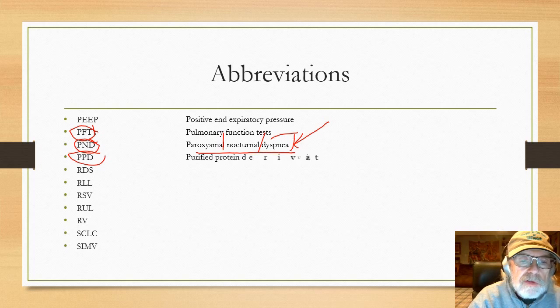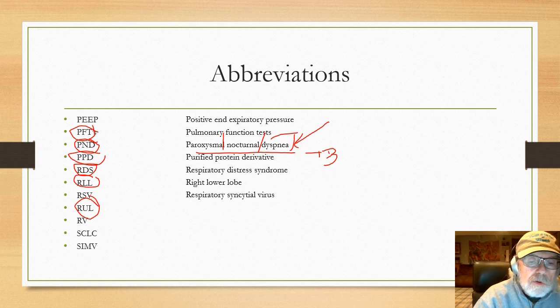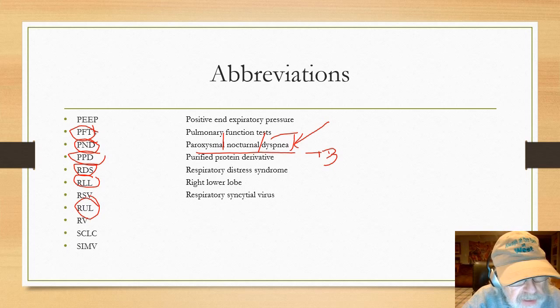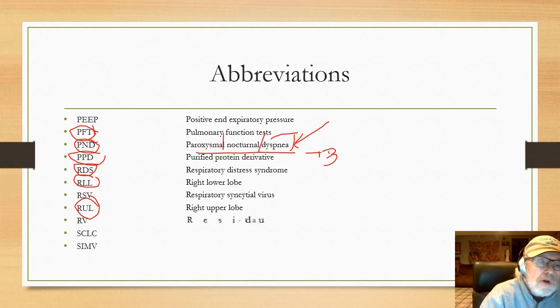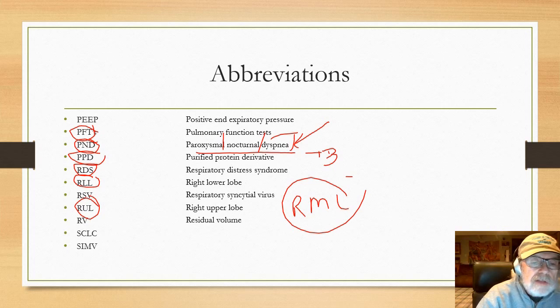PPD, purified protein derivative, that's that TB test we talked about before. RDS, respiratory distress syndrome, like the ARDS. RLL, RUL, right lower lobe, right upper lobe. RSV, respiratory syncytial virus. It's a virus that does cause a significant lung infection. I do know one child that died from RSV. So right upper lobe, and we have a right middle lobe too, so it's a right ML. RV, residual volume, that's a pulmonary function test.